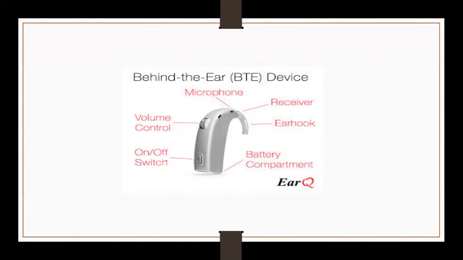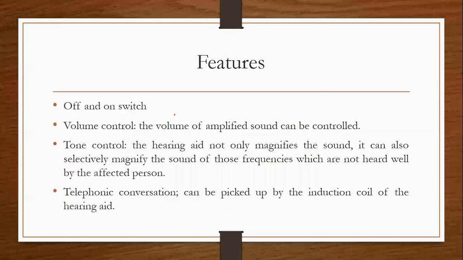Okay, in this picture you can see this is the microphone area and this is the receiver. This is the ear piece through which we can adhere to the ear. Then the battery compartment, where the storage power is present, and the on and off switch, which we can manage manually, and volume control. On the basis of the intensity with which you want to communicate with others, you can manage with this volume control. Okay, in the features, which features can a hearing aid provide? The off and on switch can be managed by the patient, and with volume control, the volume of amplified sound can be controlled.